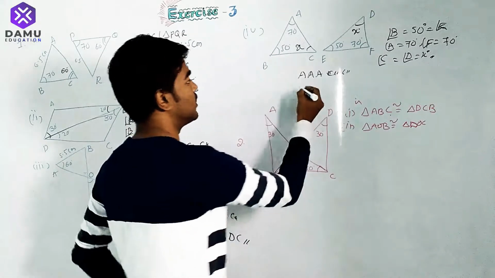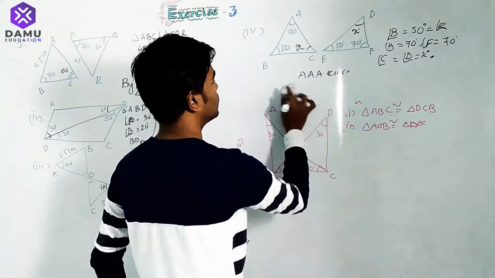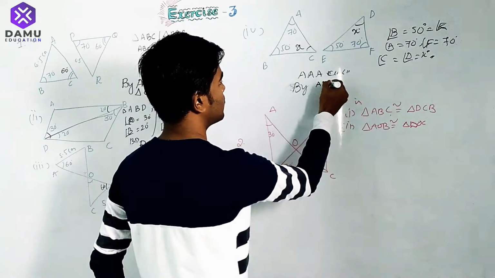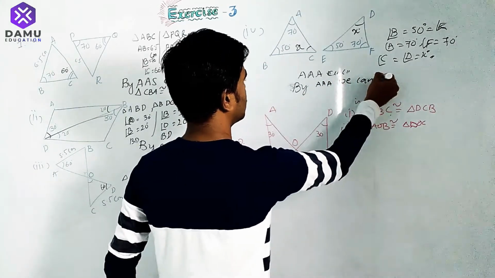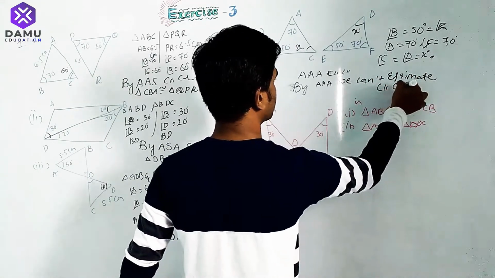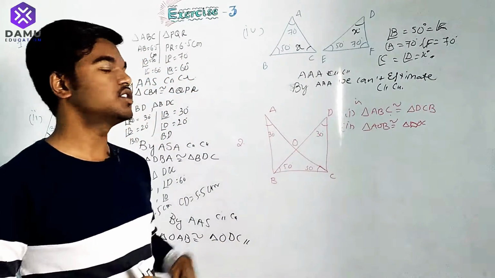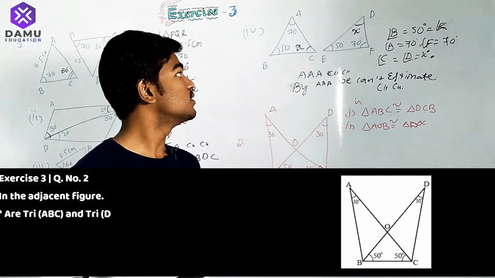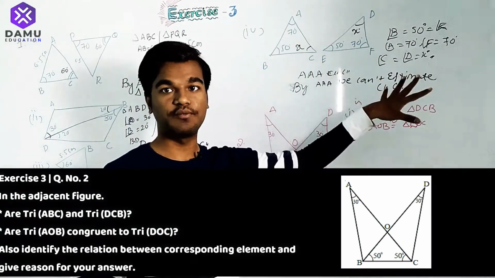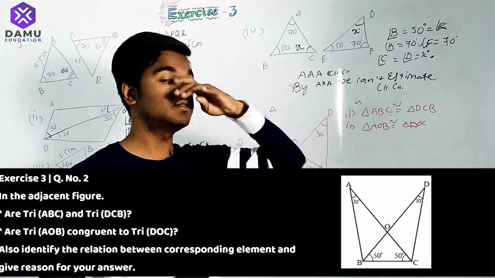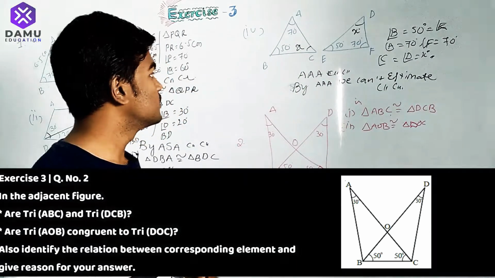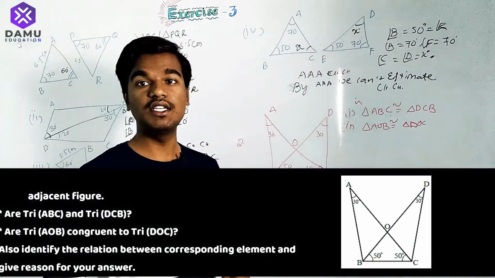So for that, the two angles, by AAA we cannot estimate congruency criterions. So congruency criterion we cannot say. There is no other thing. So if AB is equal to EF, then you can say by ASA congruency criterion. So here we cannot write a congruency rule for that.